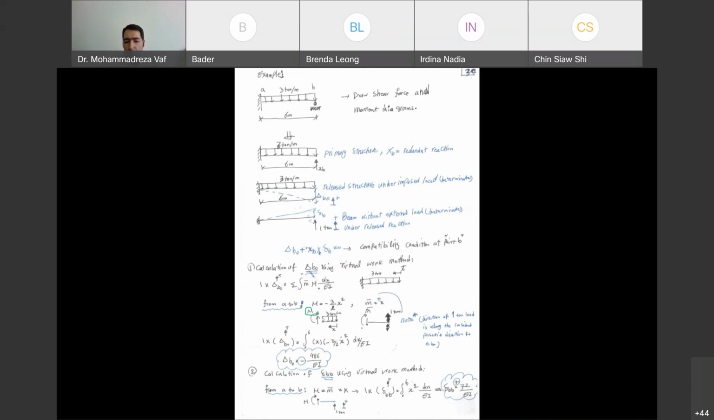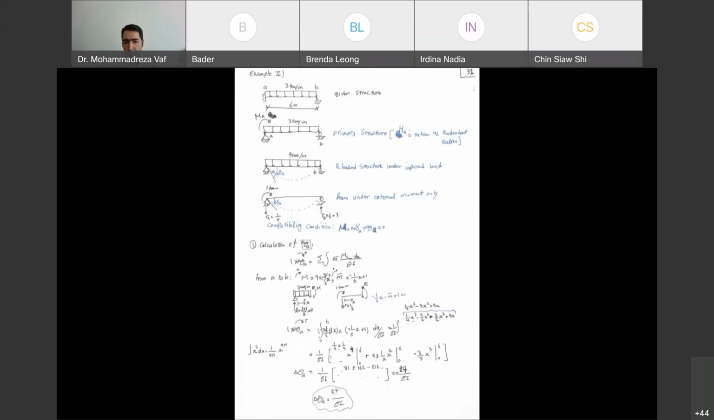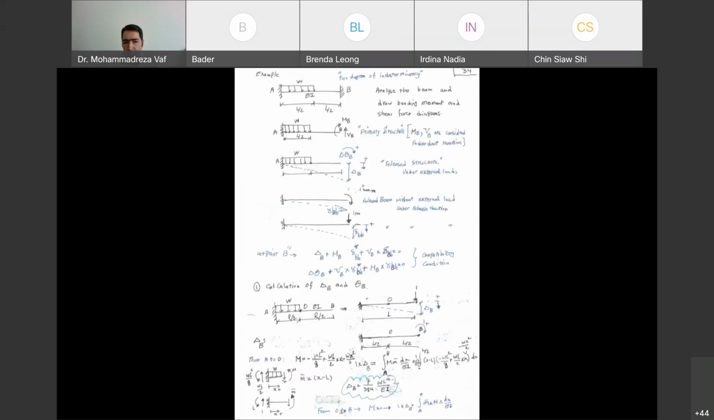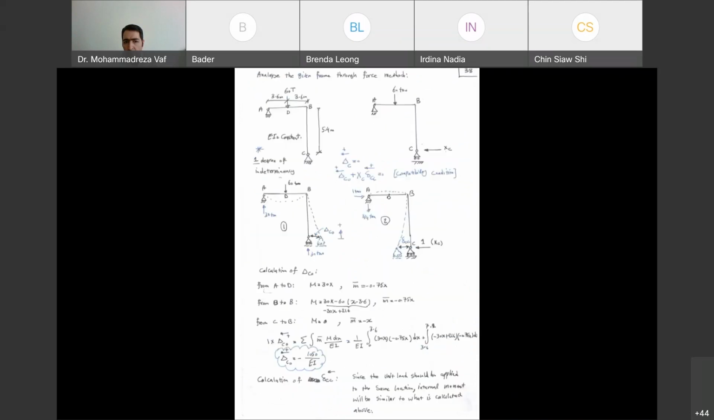Last question. Do we have tests on the virtual method for the frames? In the exam, you mean? Yeah, in the exam, do we test the virtual method for frames? Normally no, but I cannot say 100% that there is not going to be any question coming from frames.